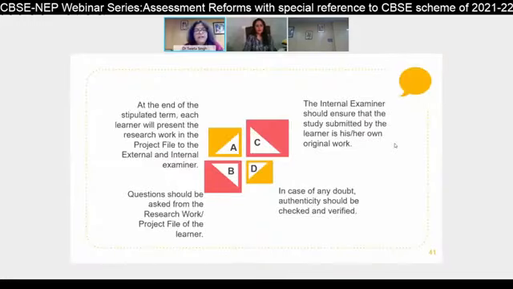Now, during the Viva, at the end of each stipulated term, the learner will present the research work and project file to the examiner. The internal examiner should ensure that whatever work the child is presenting, it is his or her own work. The questions should be asked from the research work of the learner, and in case of any doubt, the authenticity should be checked and verified.